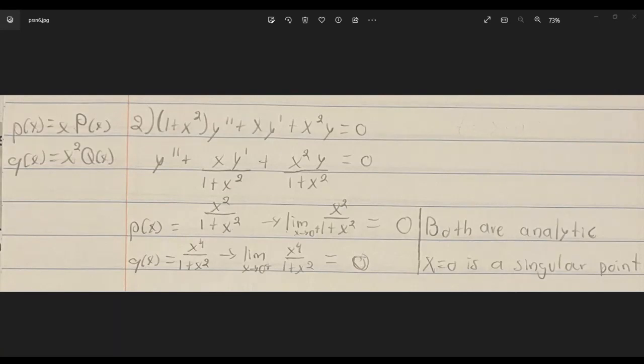And so, using the equations for little p of x and little q of x, we find that p of x is x squared over 1 plus x squared, and q of x is x to the fourth power over 1 plus x squared. To find if they're analytic, in my case, I found the limits as x goes to 0, and we find that both of them are 0, which means that they're both analytic, making x equals 0 a regular singular point.